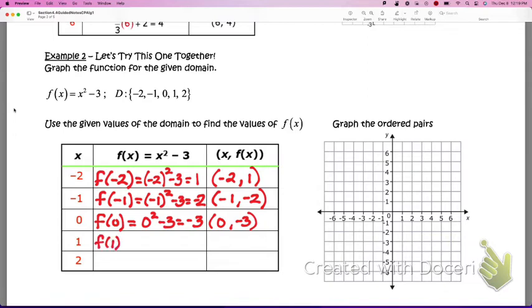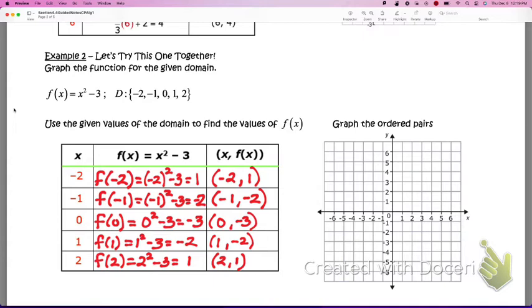F of 1, 1 squared minus 3. So 1 minus 3 is -2. So 1 comma -2. Uh-oh, this is bad. F of 2, 2 squared minus 3 is 4 minus 3, so 1. So 2, 1. Now can we plot those?